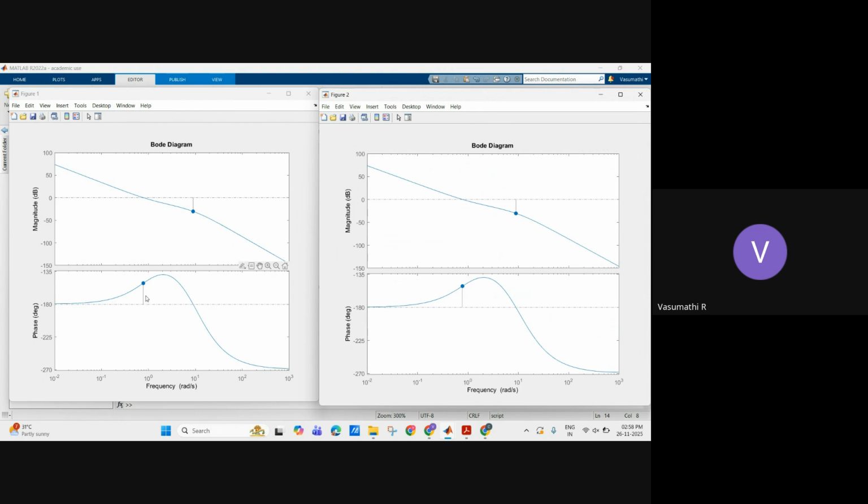Bandwidth will come when you look for the frequency at minus 3 decibels, right? So on the magnitude plot, if you look around minus 3 decibels, minus 2.74, minus 3 exactly it is. Okay, 0.968. That's the frequency we found for bandwidth.